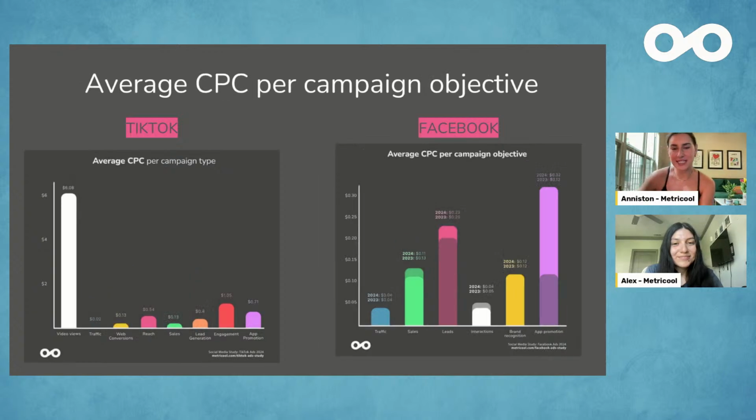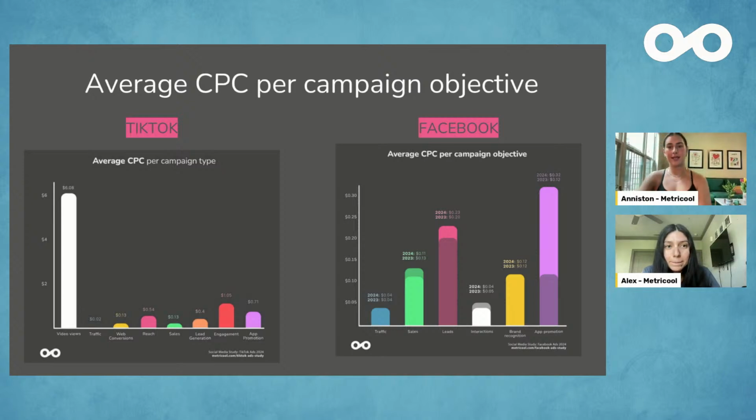Okay, and then average CPC, we can see that once again, video views. Even the average CPC of the video views is crazy. If you look at the averages on Facebook, it doesn't even reach over 30 cents. The fact that it's over $1 is insane to me. The fact that it's 6 is pretty expensive.